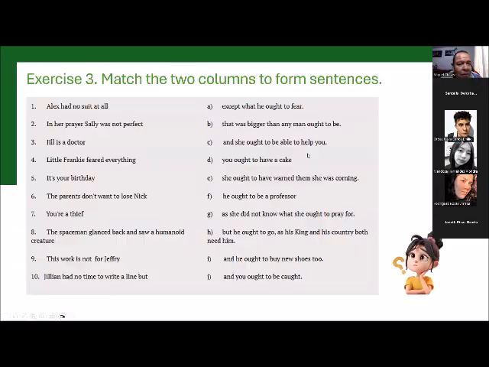Let's continue. Number 3, match the 2 columns to form sentences. This exercise is familiar to you because we have to match the part of the sentence that we have in column 1 with the part on the second column that completes it. Please try to do it. Take a time to think about that, and then we do this exercise.